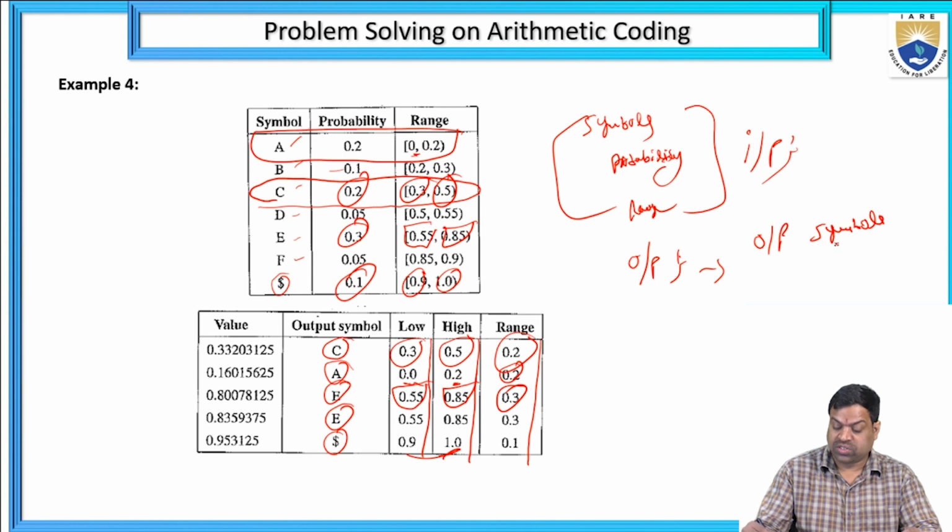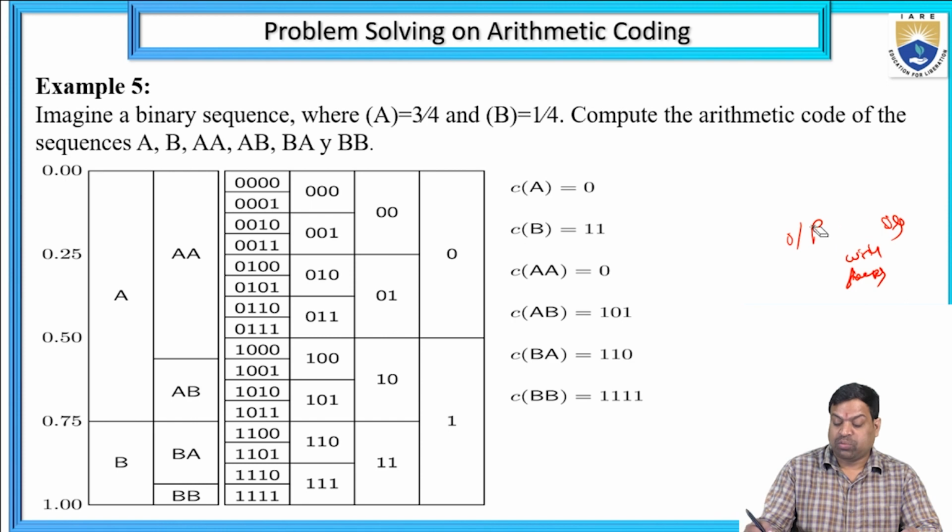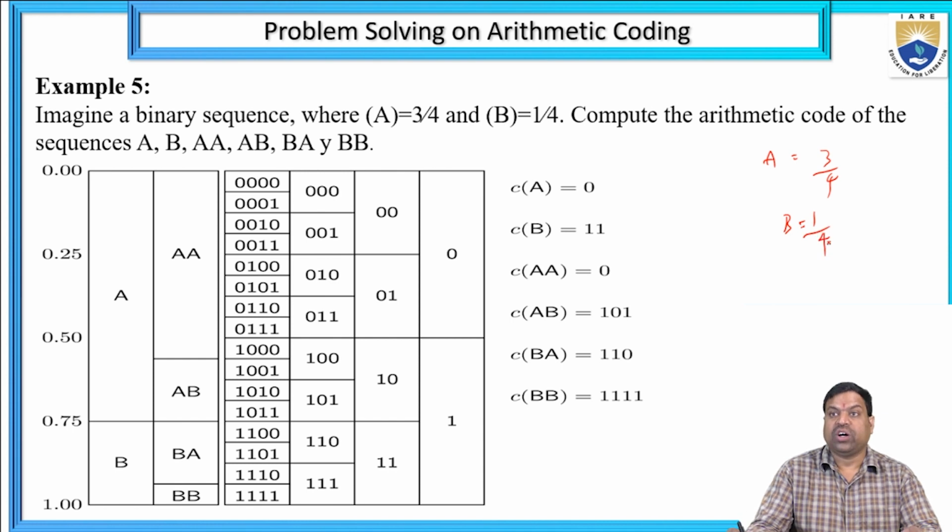So, output symbols with ranges: low, high, and frequency ranges. Here is one example. Imagine a binary sequence where A equals 3/4 and B equals 1/4. Compute the arithmetic code of the sequences.